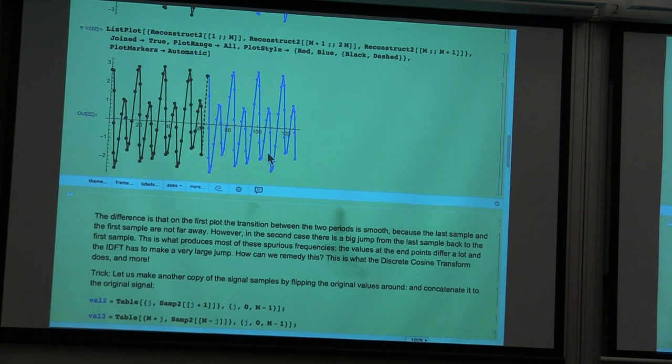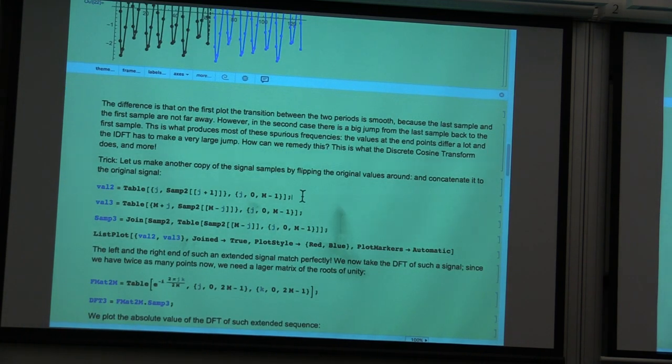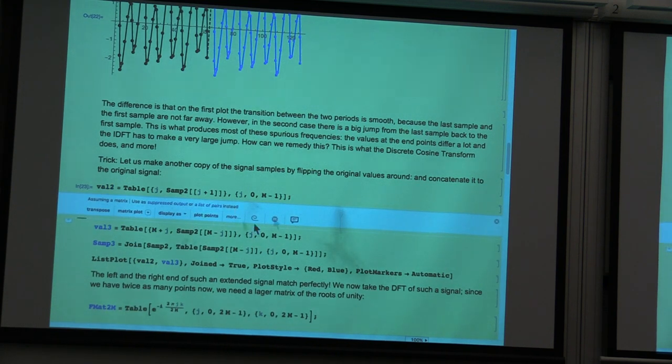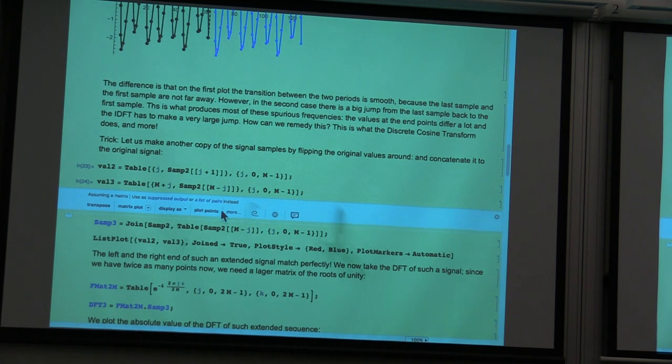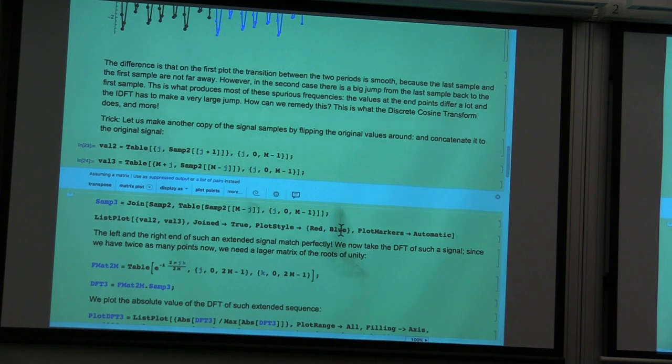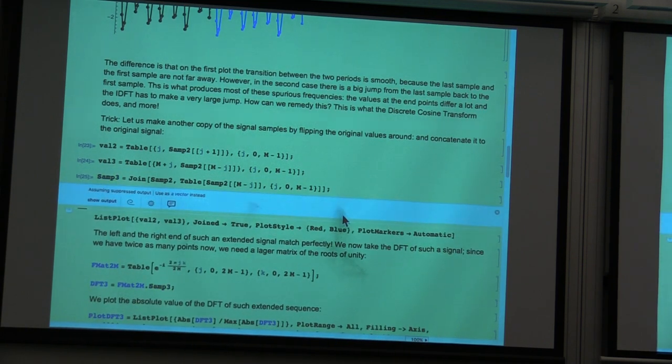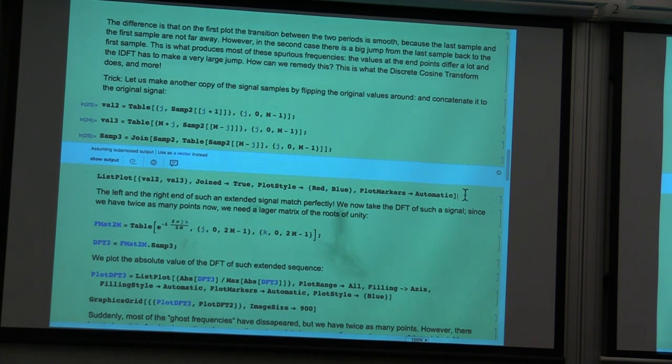How do you avoid fast jumps? Well, what you do is the following. You take samples of your signal, right? And many of them, and then you flip them left to right. You mirror image them along the edge, the rightmost element. And you can see here, right? This is precisely what I'm doing here, because it goes in the opposite direction. It's samples M minus J, right? So it's in the opposite direction. And then we join these two sets of samples, and let's see what we get as a signal.